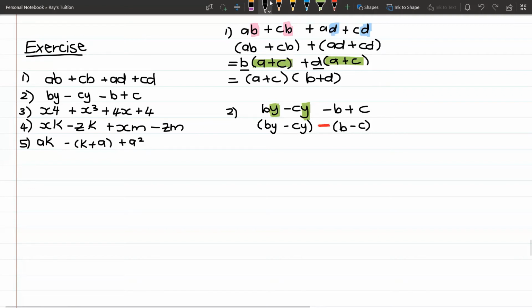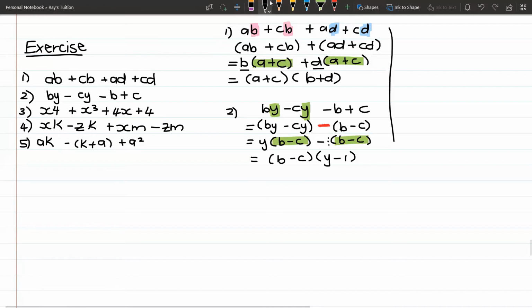Okay, so now let us take out that y as a common factor, and we have B minus C minus, and then we have B minus C. Now you can see that there is this B minus C as a common term. So we're going to take it out as the highest common factor. And what we're left with is y minus 1. Remember, when there's nothing written here, there's like an invisible 1.